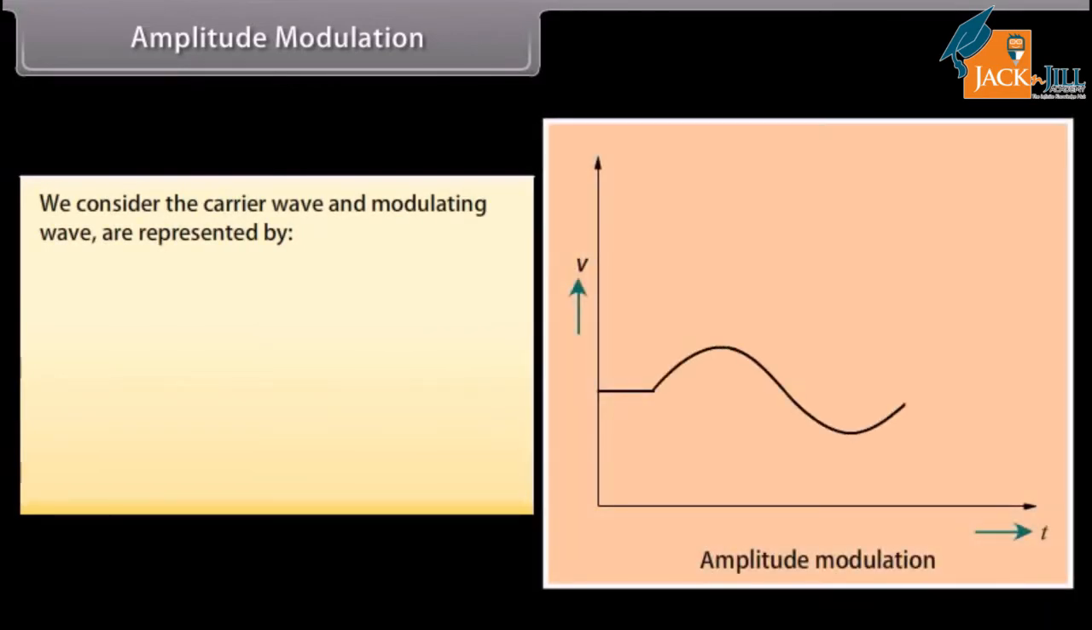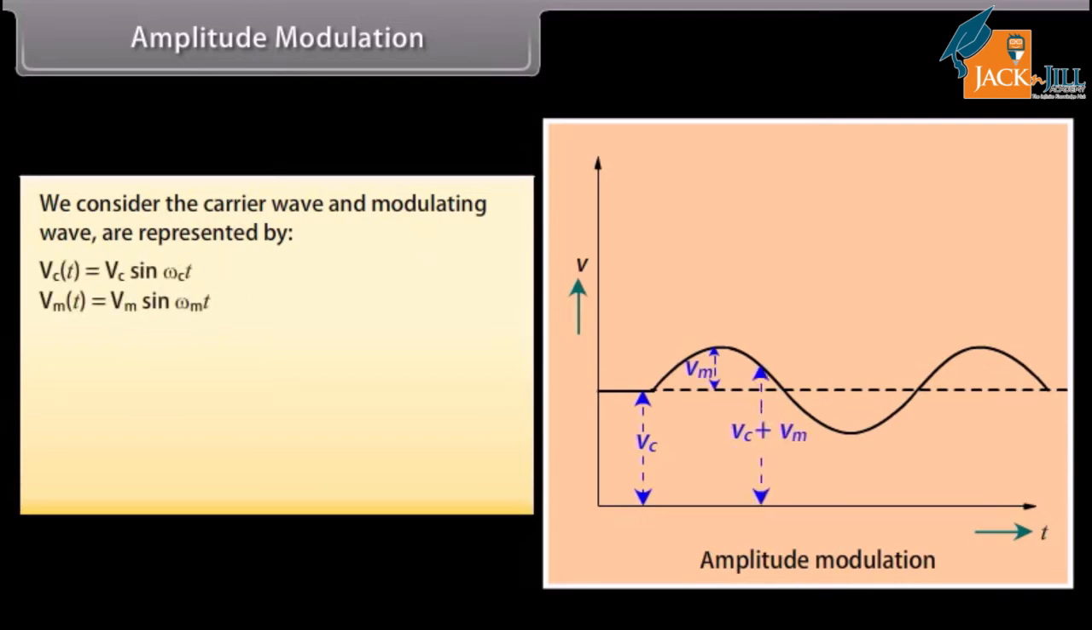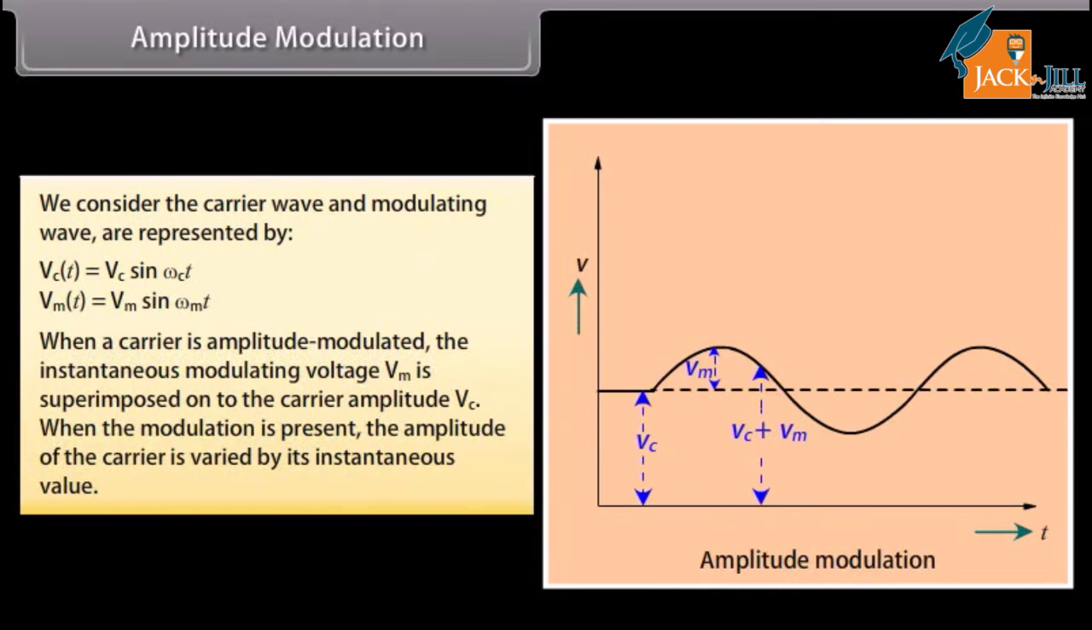Amplitude modulation. We consider the carrier wave and modulating wave are represented by vc(t) = Vc sin ωc t and vm(t) = Vm sin ωm t. When a carrier is amplitude modulated, the instantaneous modulating voltage Vm is superimposed onto the carrier amplitude Vc. When the modulation is present, the amplitude of the carrier is varied by its instantaneous value.